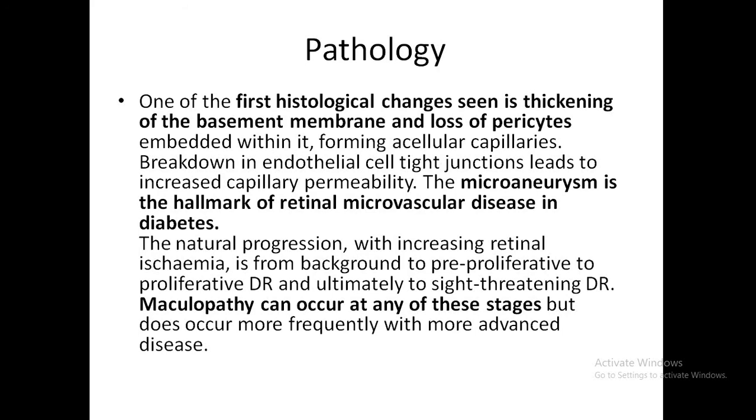Pathology. One of the first histological changes seen is thickening of the basement membrane and loss of pericytes, and they form acellular capillaries. Breakdown in the endothelial tight junctions leads to increased capillary permeability, and the microaneurysm is the hallmark of retinal microvascular disease in diabetes. The natural progression is with increasing retinal ischemia from background to pre-proliferative to proliferative, and ultimately to sight-threatening retinopathy. Maculopathy can occur at any of the stages, but usually it occurs in more advanced disease.